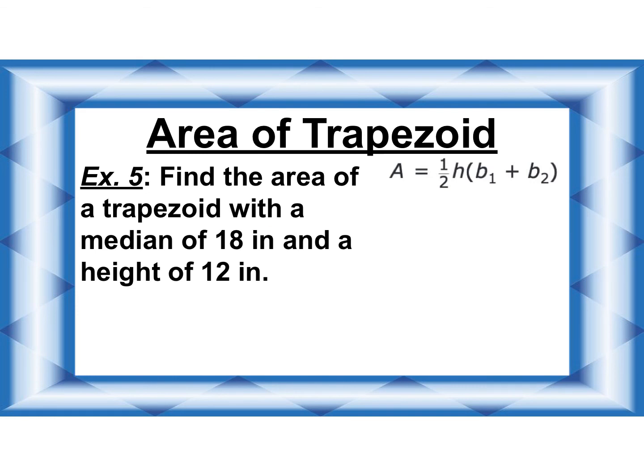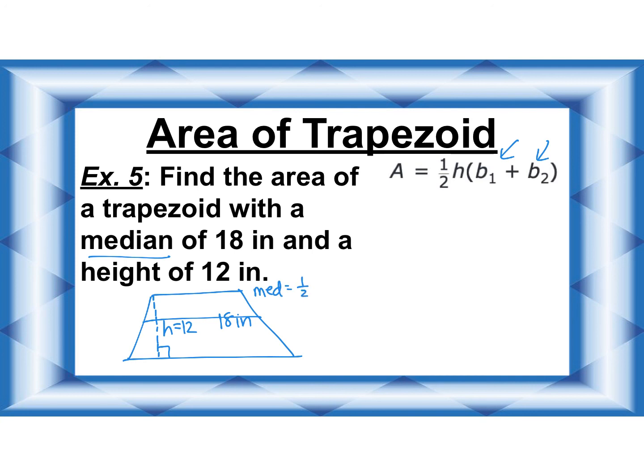Area of a trapezoid. We've already gone over this, and we also did median. So this trapezoid has a median of 18 inches and a height of 12 inches. So let's see what we have. Here's my height, equals 12 inches. My median is 18 inches. Well, I don't know my base 1 and base 2 over here because it's not labeled. But I do know my median. And if you remember, median equals 1/2 the bases added together. Well, I have that right there.